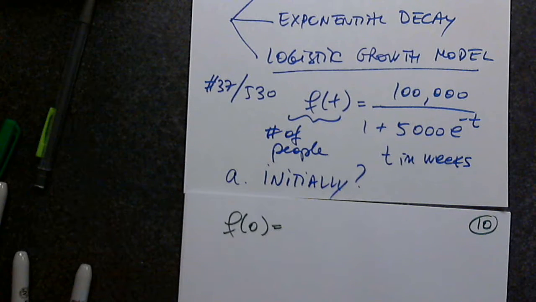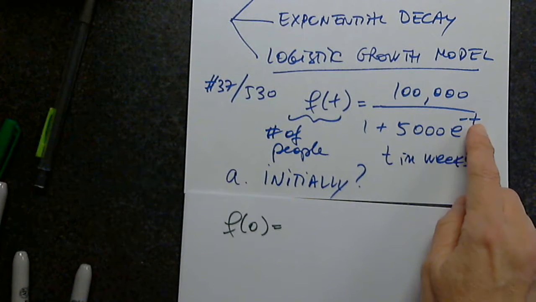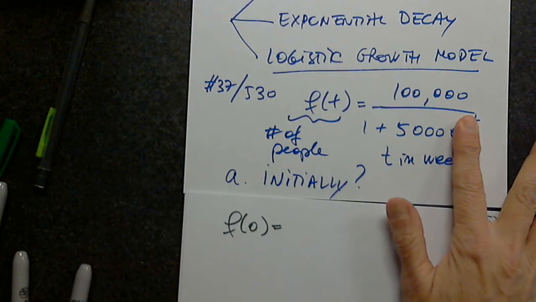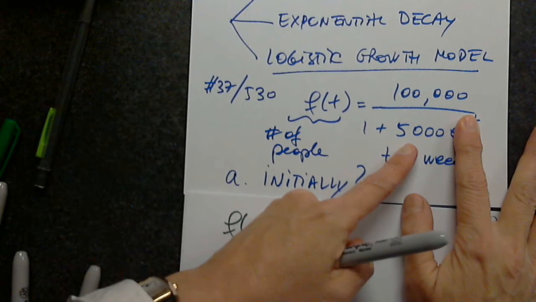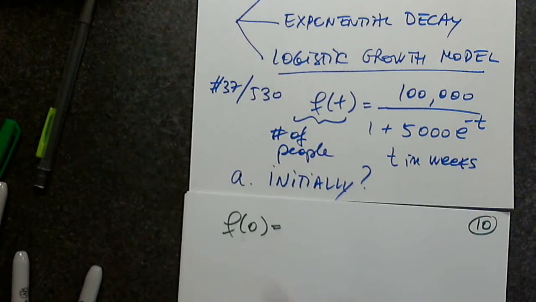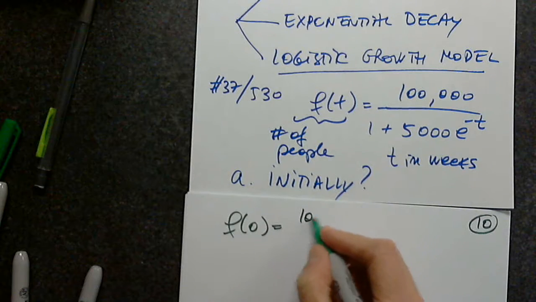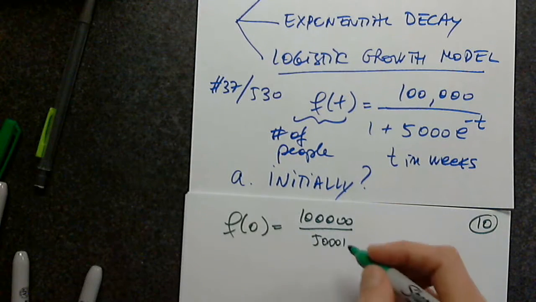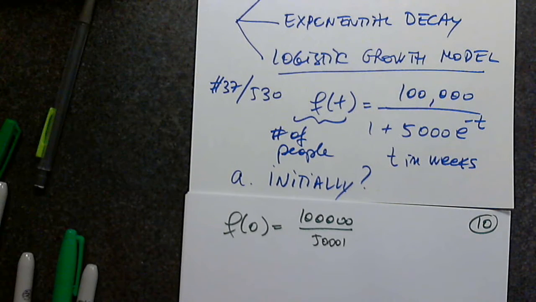So let's try to do this. Most of the time it is impossible, but let's try to do it with 0. How much is e to 0? Careful. 1. E to 0 is 1. So this is 1. How much is 1 times 5,000? 5,000. How much is 5,000 plus 1? No, just divide 100,000 by 5,001, and we get the number of people who were ill initially. How much is 100,000 divided by 5,001?